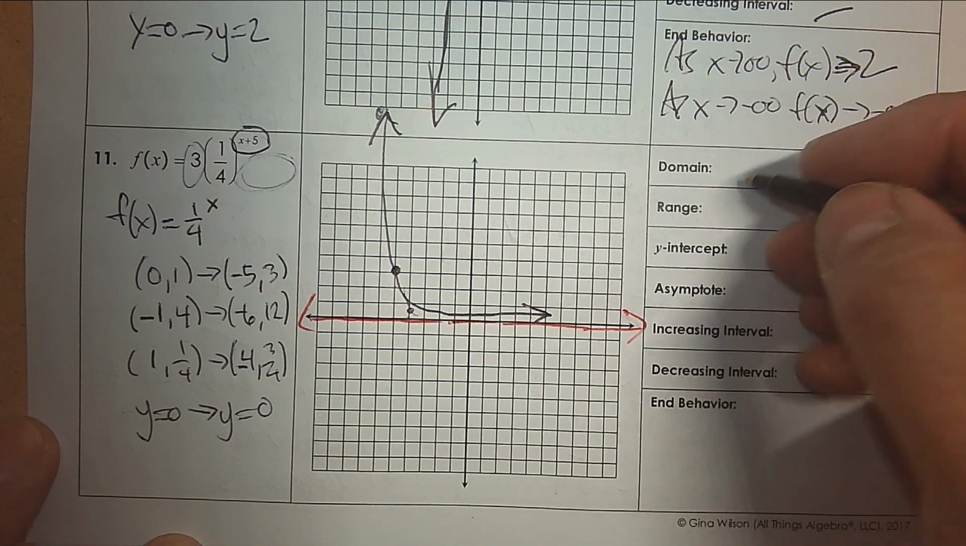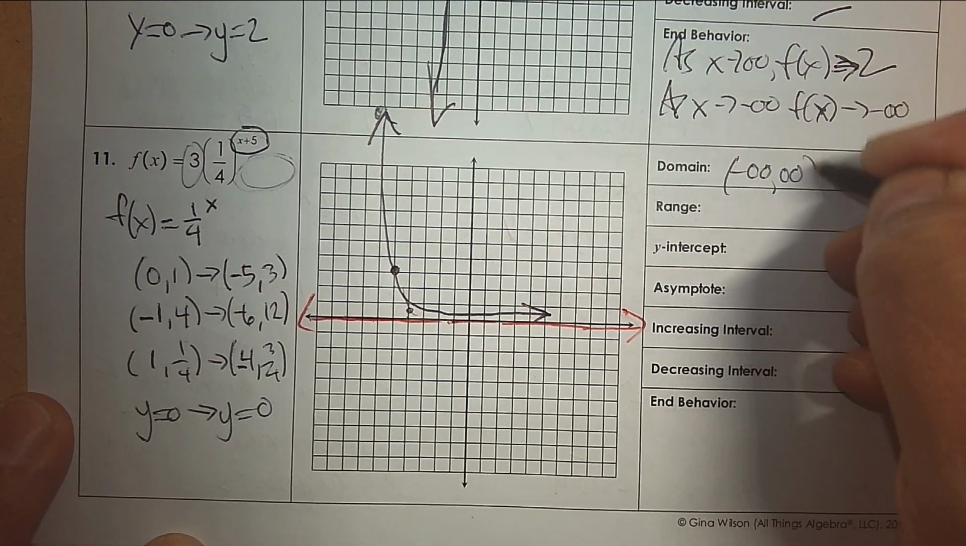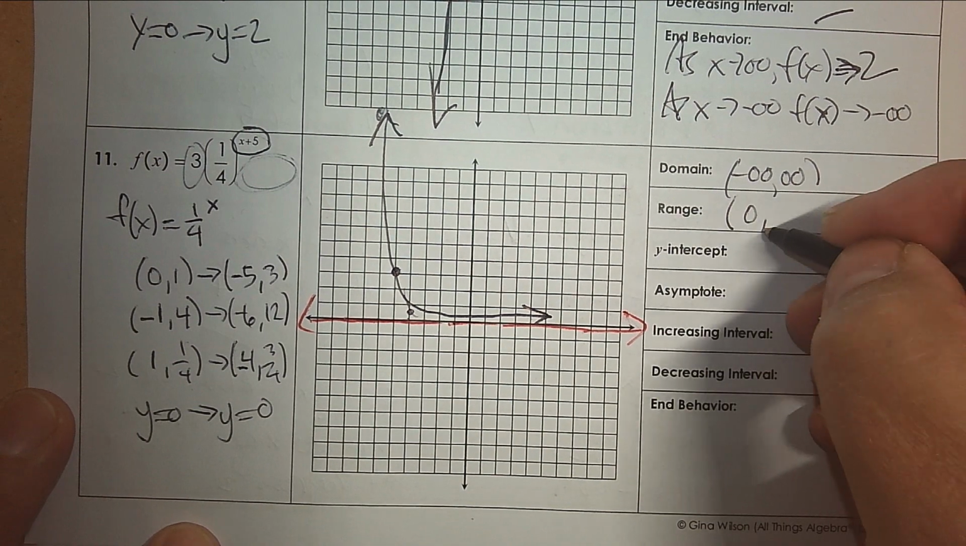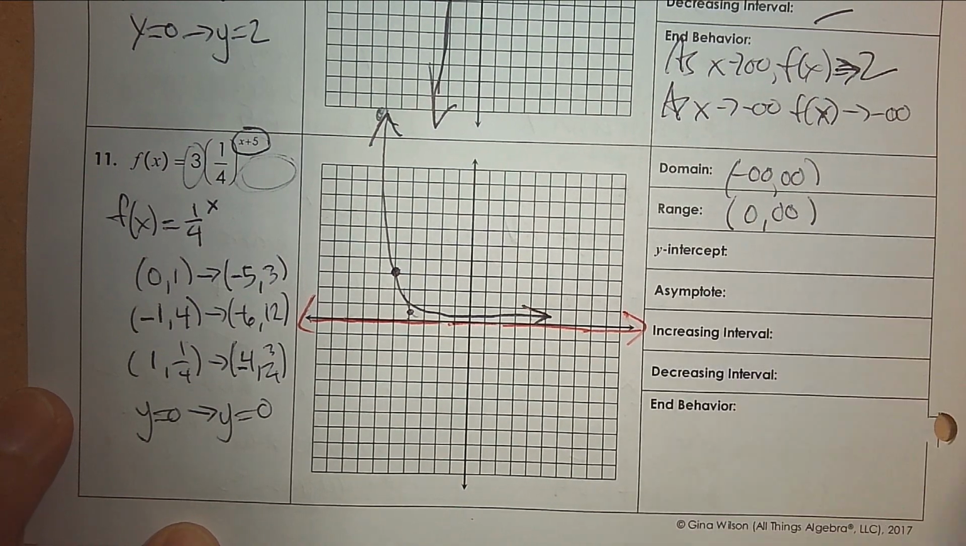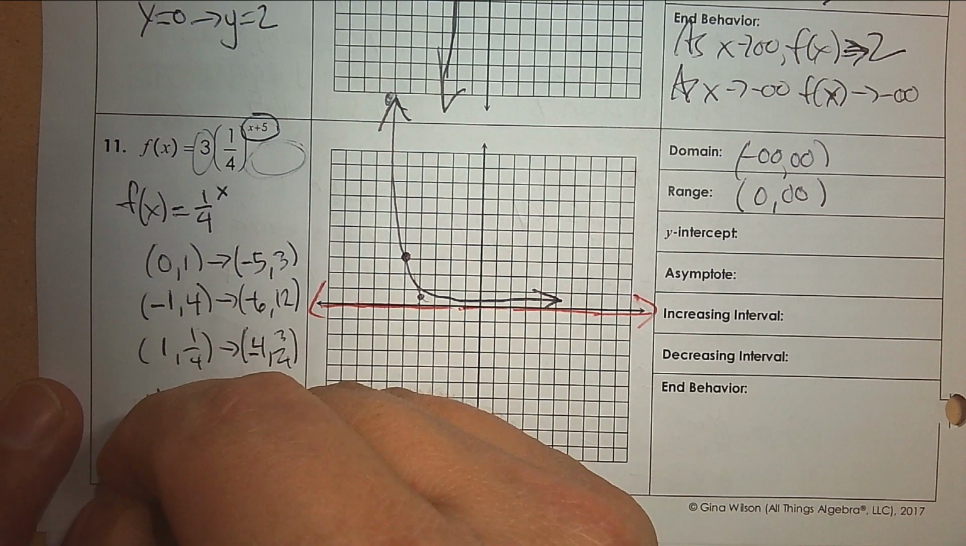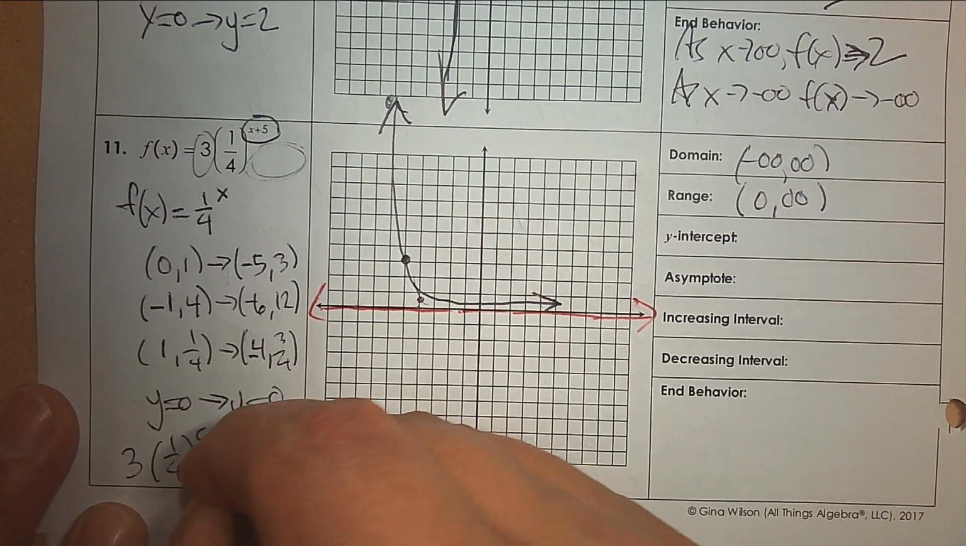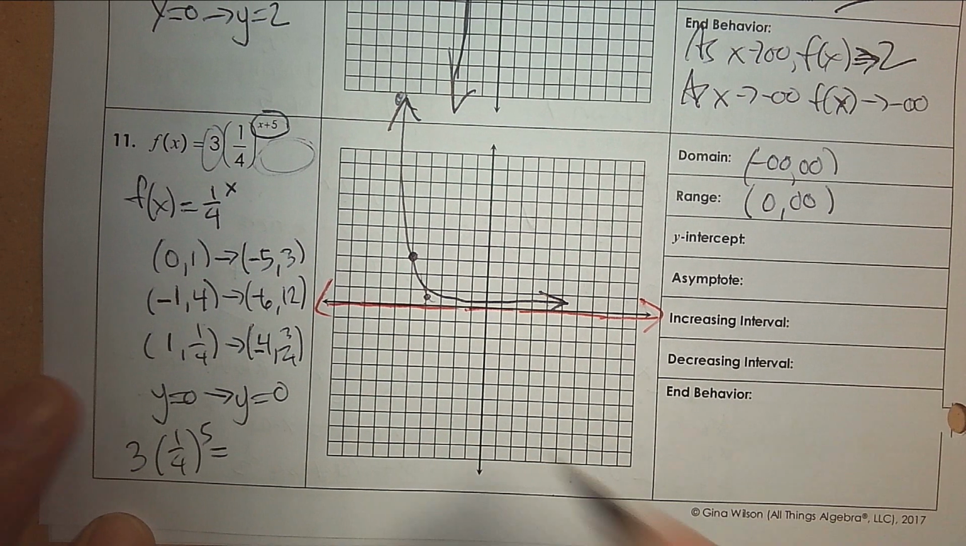The domain still is all real numbers. The bottom to the top, 0 to infinity. The y-intercept, what number would you put in to find the y-intercept? 0. It's going to be an awkward big number.